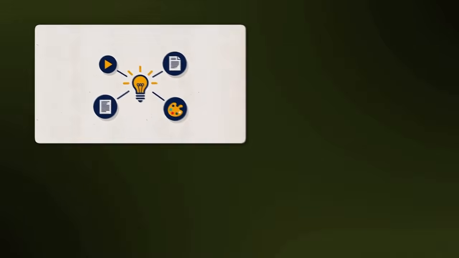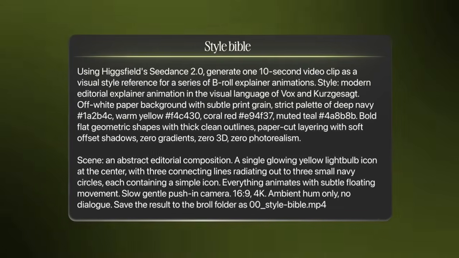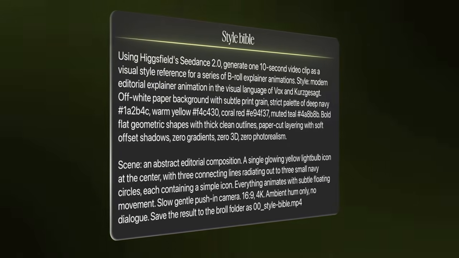The actual challenge is making a whole set look like it belongs to the same video. And that's exactly what I figured out. Before generating a single piece of B-roll, we need to create something called a style Bible. Think of it like the DNA for everything we're going to generate in future.